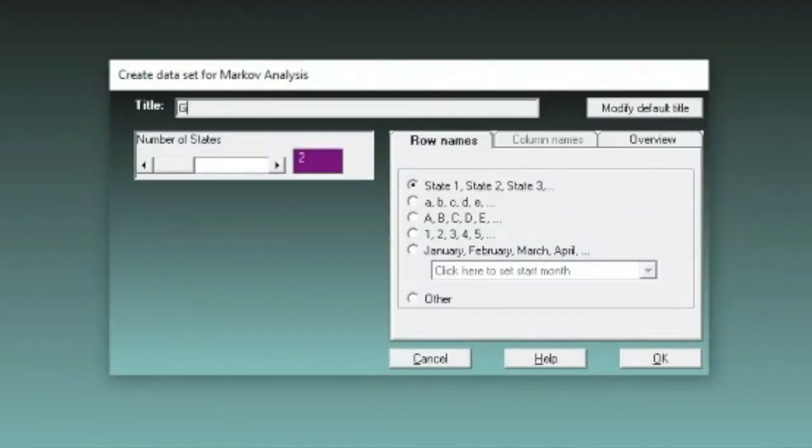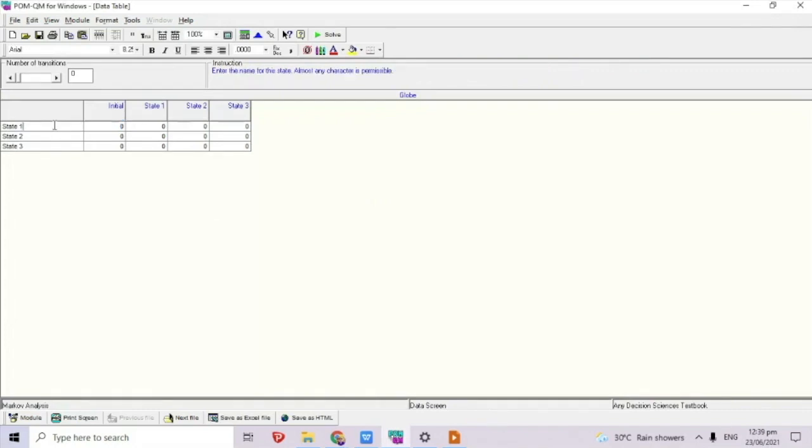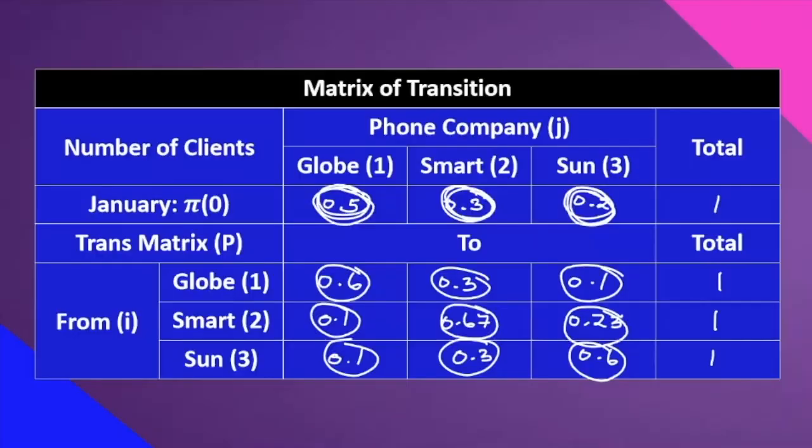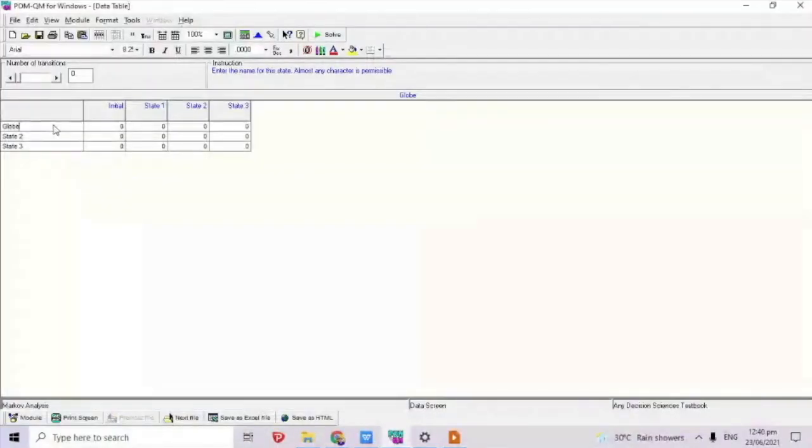So let's have here Globe as our title. Then for the number of states, we have 3 since we have Globe, Smart, and Sun. So that is 3 states. Okay, click OK. You can actually change the state names, guys. Ito po siya: Globe, Smart, and Sun. So let's write it here: Globe, our state 1; Smart, our state 2; and for our state 3, that is Sun.